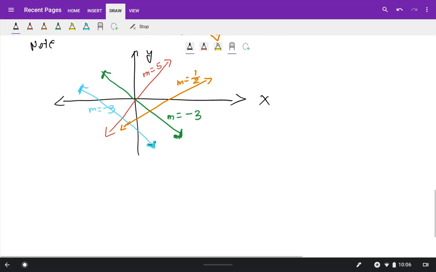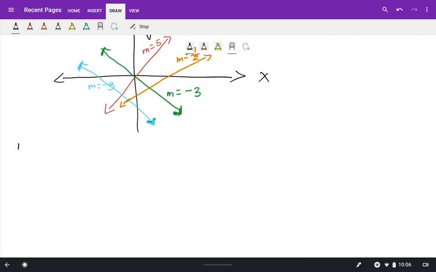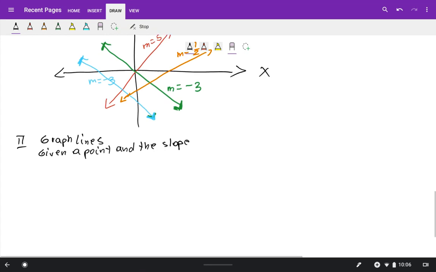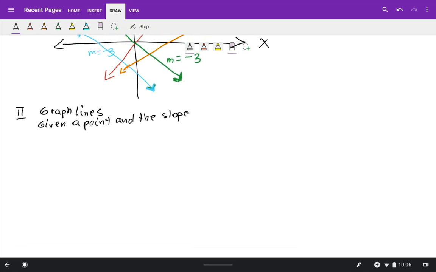Okay, so next what we're going to do, that's objective 2. Objective 2 is about graphing lines given a point and the slope. Here I'm going to teach you how you can graph a straight line knowing the slope and one of the points. So let's do an example.